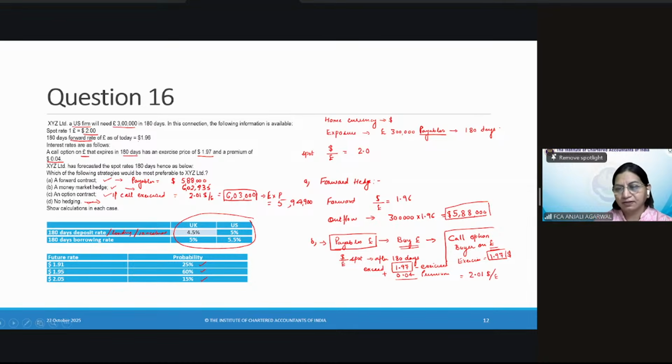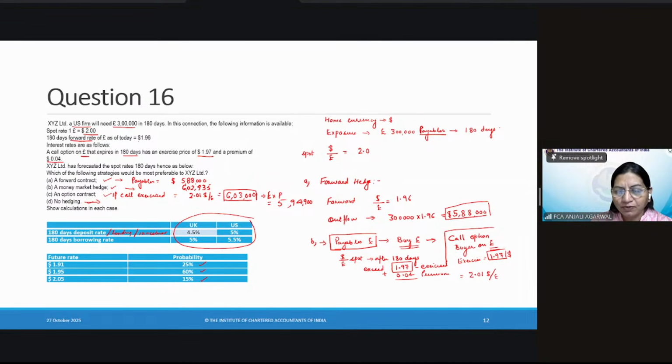We are given here the 180 days deposit rate and 180 days borrowing rate, and we have taken it at half of it, since it's given on a 180 days basis and not on a yearly annual basis. Here there are two possibilities. One is the 180 days deposit rate could be given as 4.5%. So you are assuming that if you deposit for 180 days, you will get exactly 4.5%.